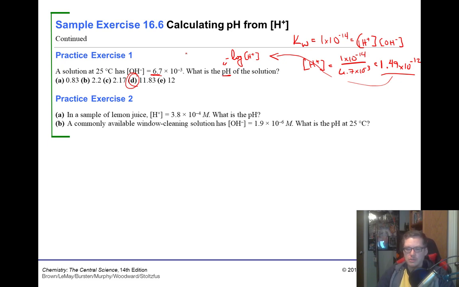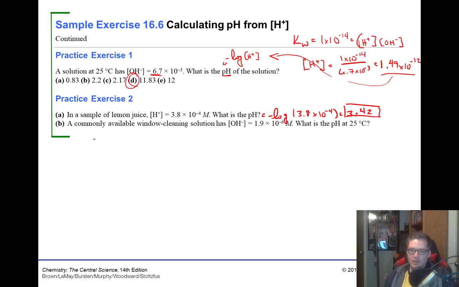It says, in a sample of lemon juice, H plus equals 3.8 times 10 to the minus 4th. What is the pH? All right, well, this is easy. To get the pH, we just take the negative log of the concentration of hydrogen. The concentration of hydrogen is 3.8 times 10 to the minus 4th. So you just take the negative log of 3.8 e to the minus 4th. And this guy has 2 sig figs, so our answer needs 2. So remember that first one's not going to give us a sig fig, so it'd be 3.42. Well, that's not my best writing, but 3.42.